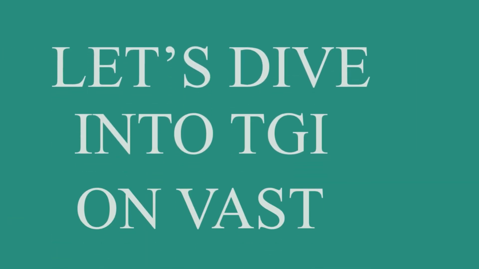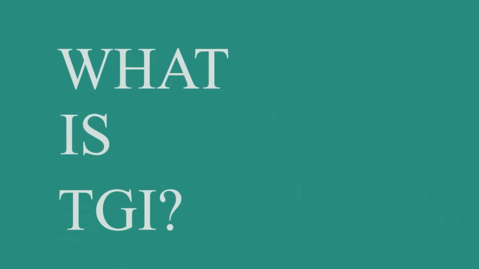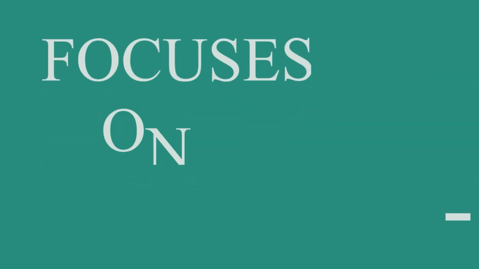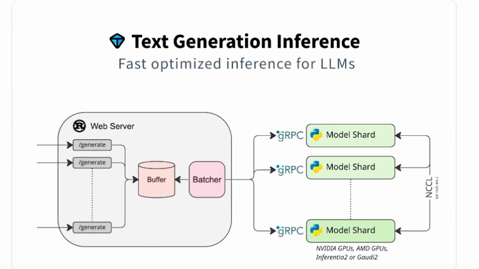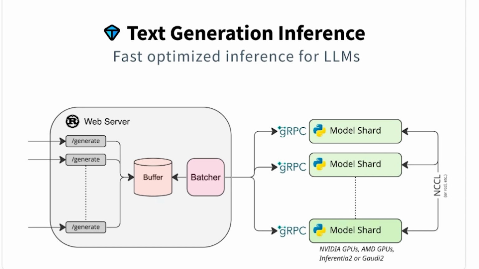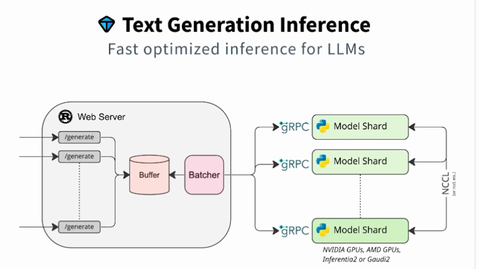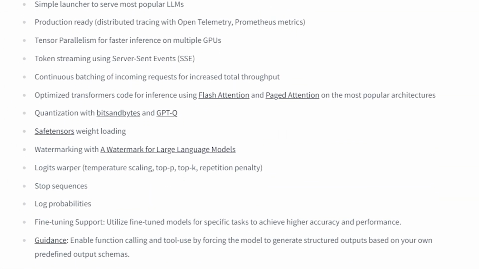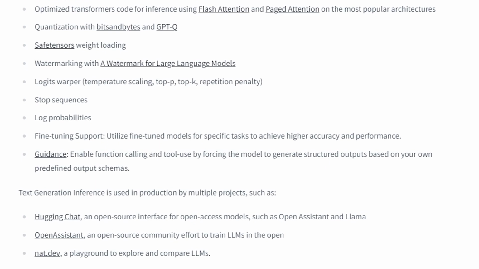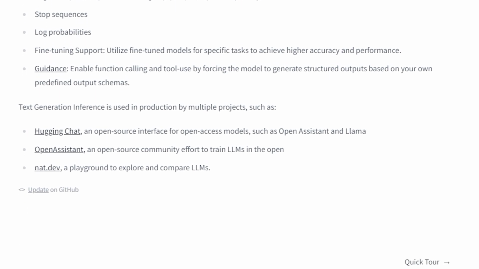Let's dive into TGI on Vast. What is TGI? TGI is a great tool for serving LLMs. It specifically focuses on throughput for serving, automatic batching, and ease of use with the Huggingface ecosystem. TGI provides an OpenAI compatible server, which means that you can integrate it into chatbots and other applications. It is also open source, so you can see everything that is going on or fork it and make changes that you need for your own use cases.